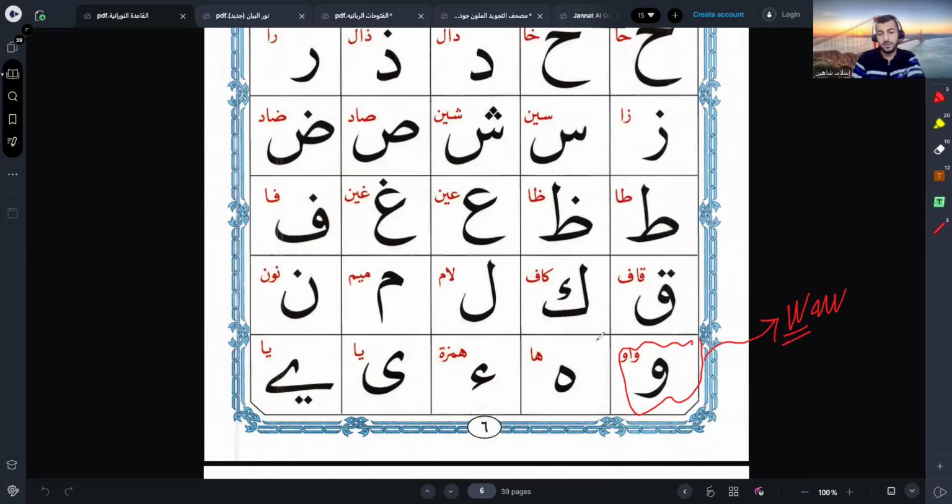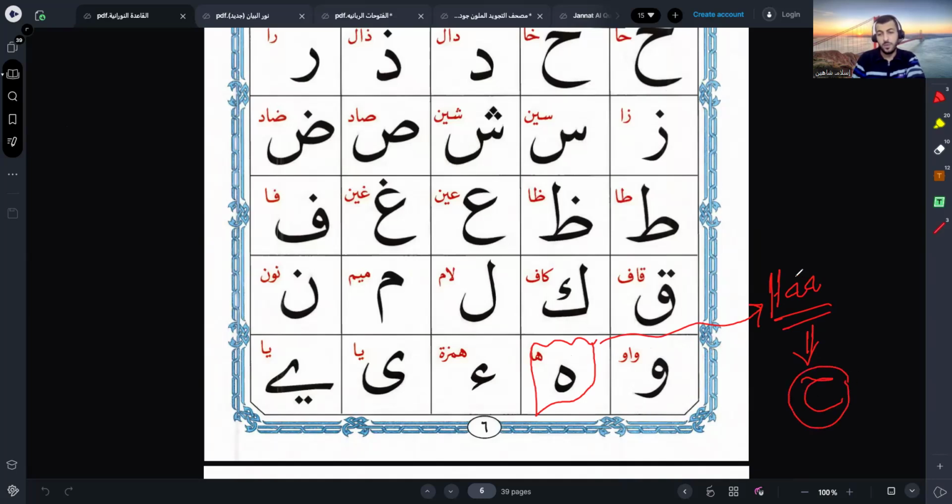So the next one is ha. And here is actually a point that we need to focus on. First, this ha is different from the other ha. One is the H in English, the H letter in English, but this one is not quite English, so it is close to the ha sound, but it's not the same. Mixing between them may change the whole word.